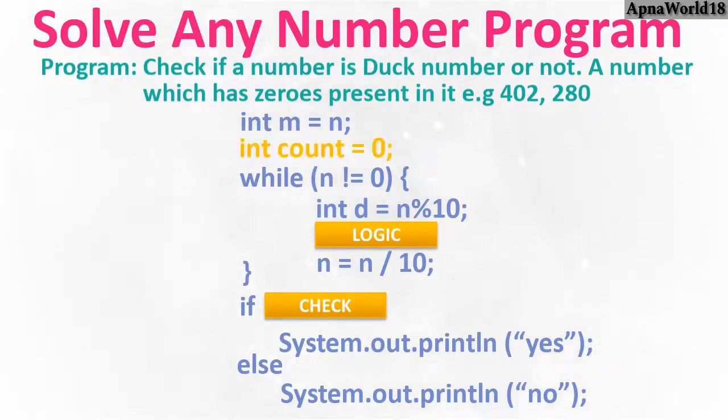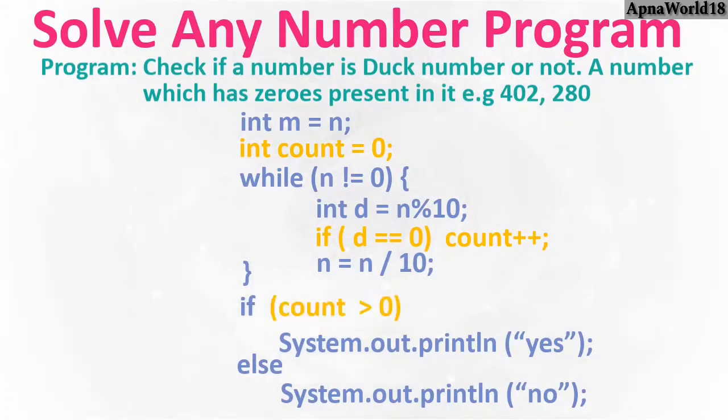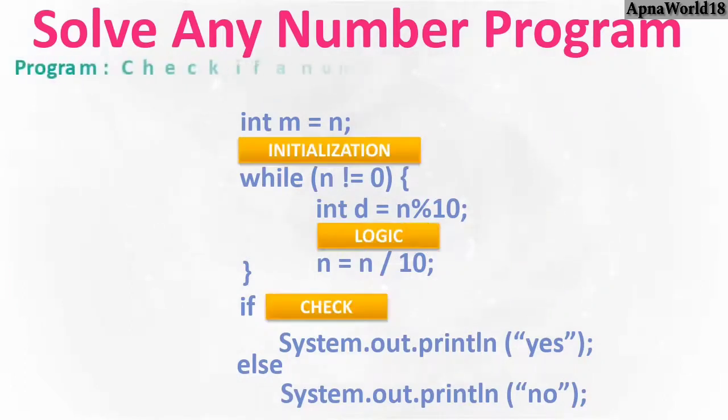So here in the initialization section, we will have count set to 0. In the logic section, we will just write an if statement to check if d is equal to 0. If yes, we will just increment the count. Now in the check section, we need to check if count is greater than 0. If yes, that means it has zeros and it is a duck number. If the question was to print how many times zeros occur, you will just print the count. Instead of 0, you can check for any number and its count in this program by just changing the number in the if expression. Now let's do neon number.